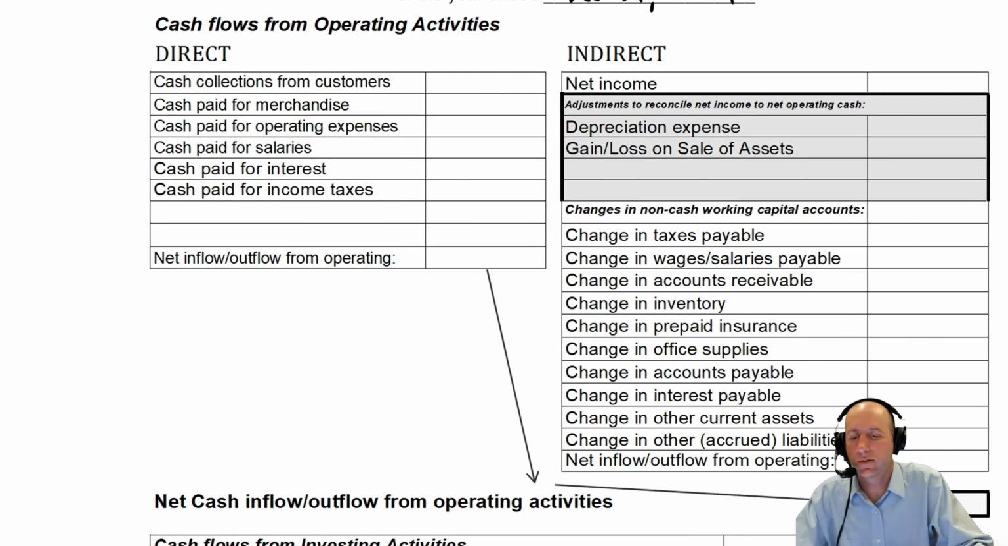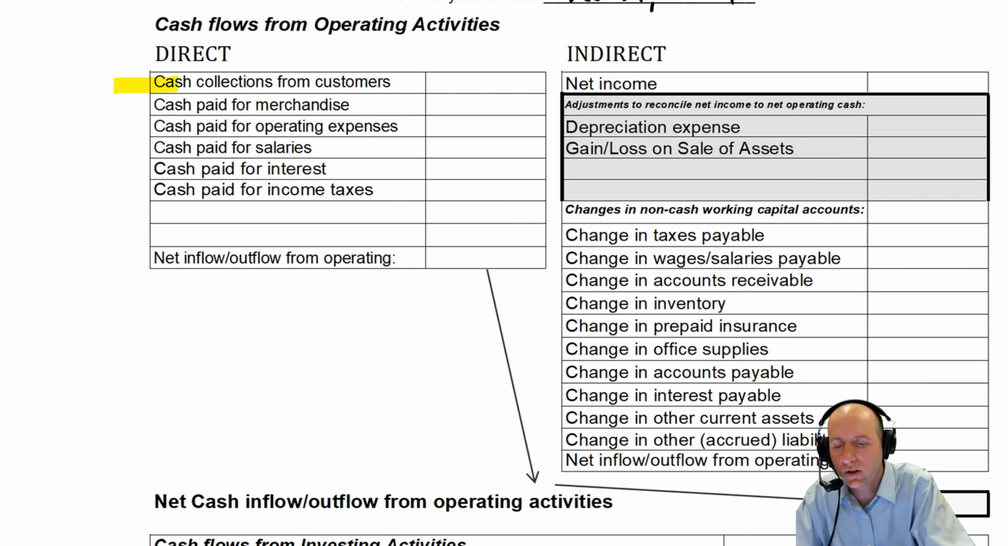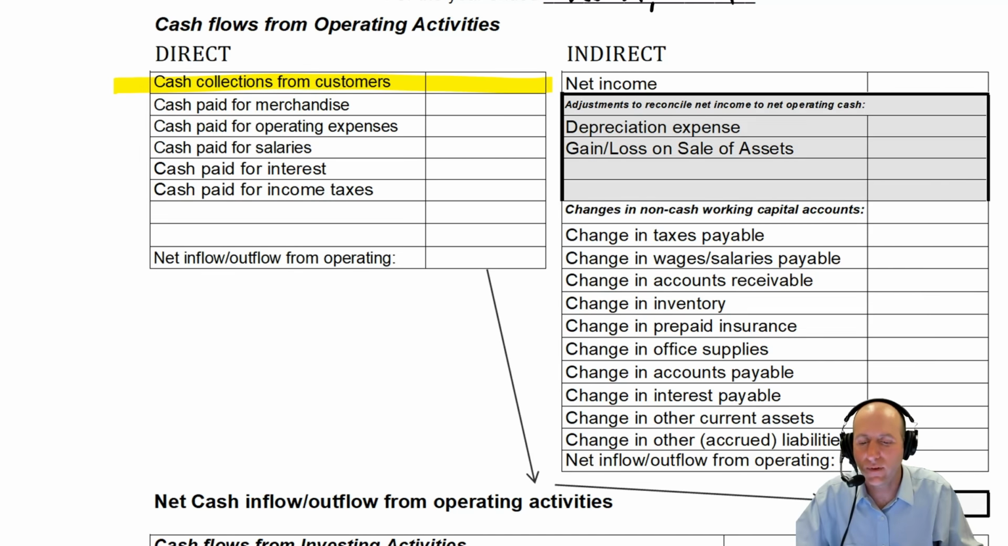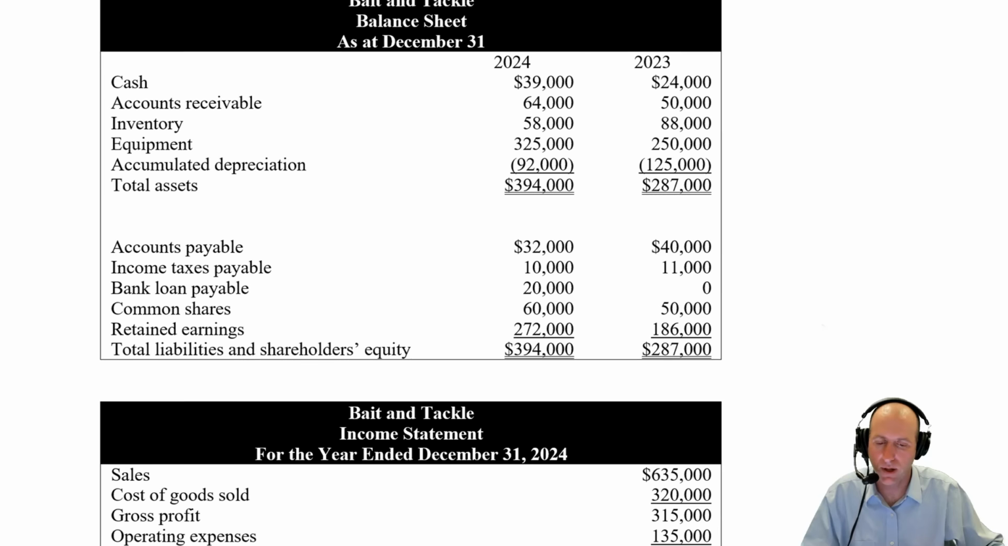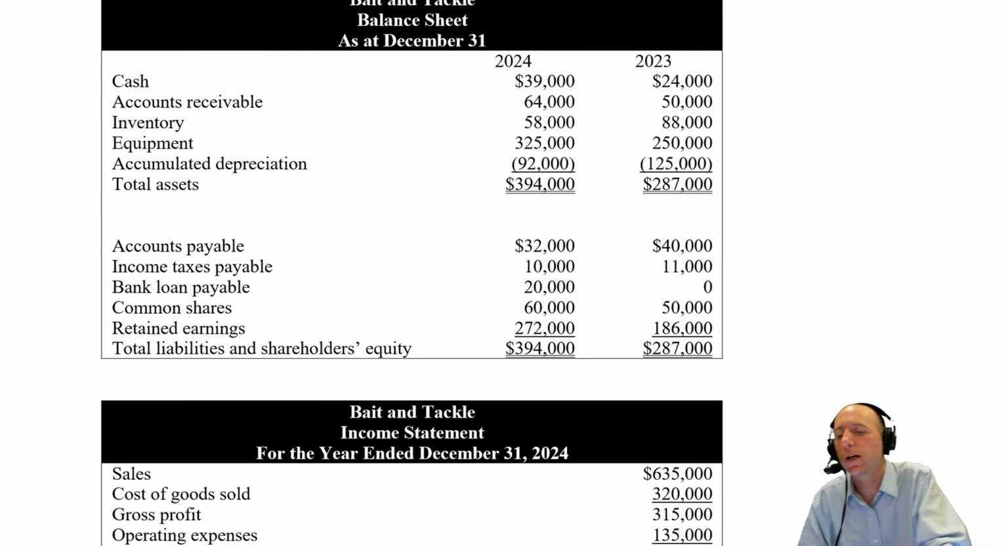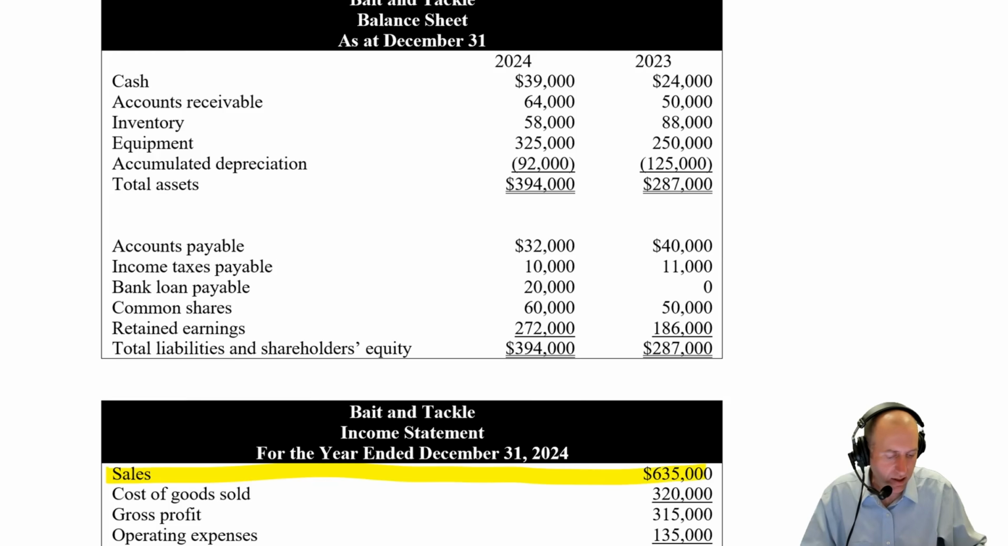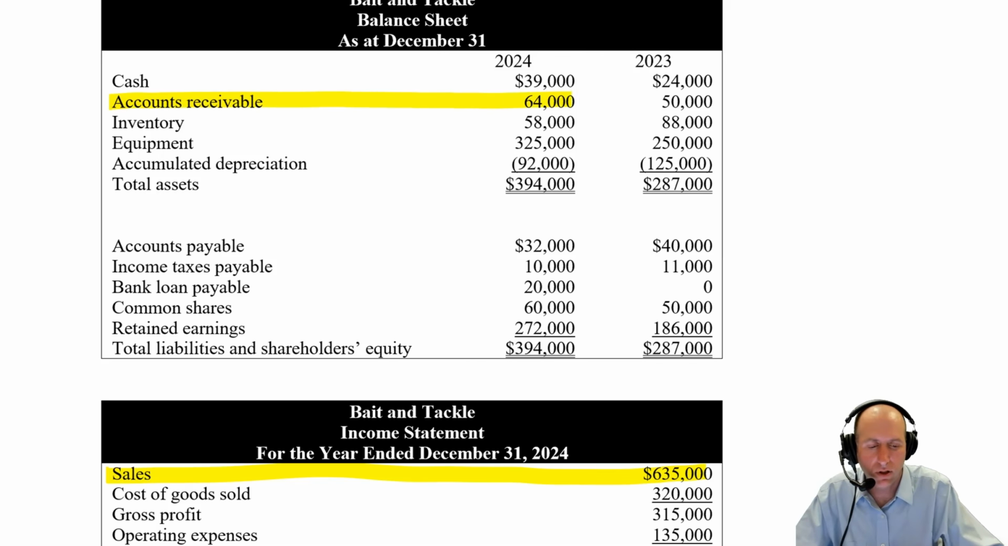So the first line, cash collections from customers. We've got to think, what is involved in collecting money from my customers? What accounts are involved in collecting money from my customers? And there's really two accounts that'll be typically involved here. Sales, because obviously if I sell to them, I'm going to collect more money. If I sell more, I collect more typically. And accounts receivable. That's also involved in collecting money from my customers.